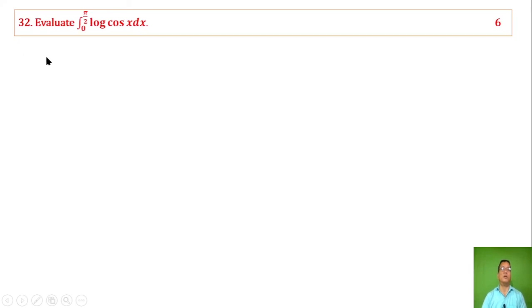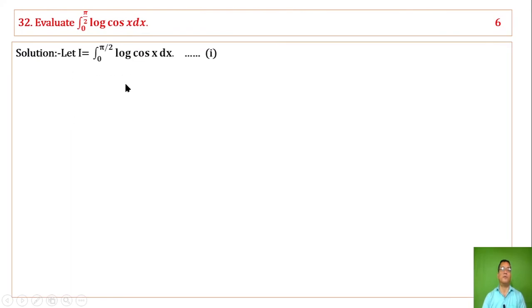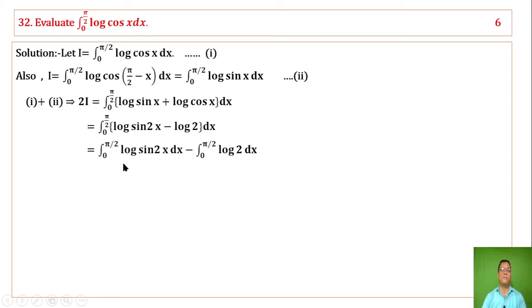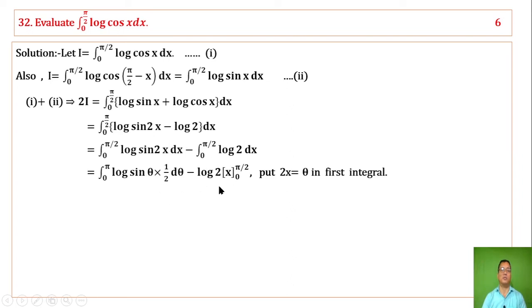To evaluate the integral of log of cos x dx from 0 to pi by 2, 6 marks. Let I equal to this definite integral. Also, I could be, using properties of 0 to a, cos is replaced by pi by 2 minus x. Cos of pi by 2 minus x is sin x. Using 1 and 2, we get twice I equal to this plus this. And taking log we get this, and with this, which is log 2, and whose value is this.